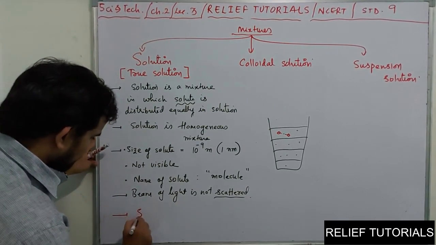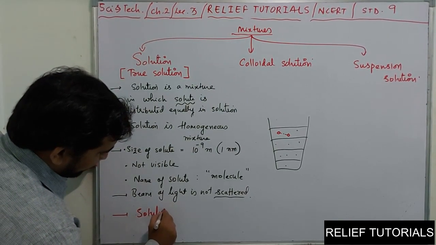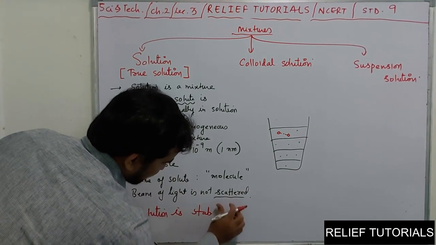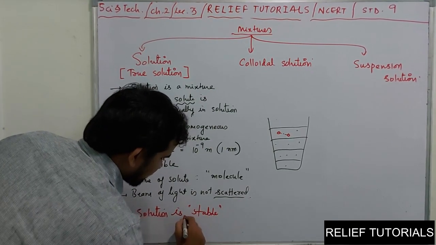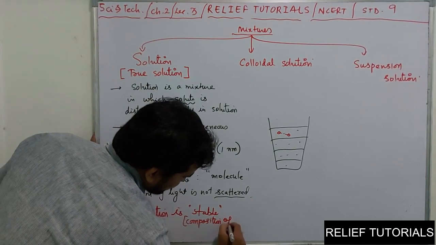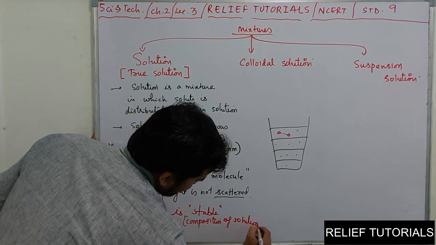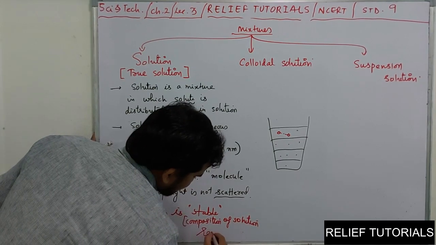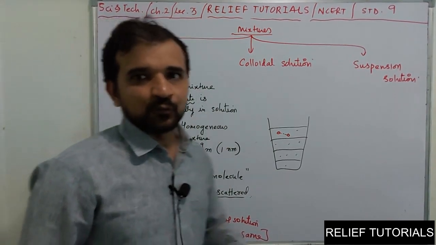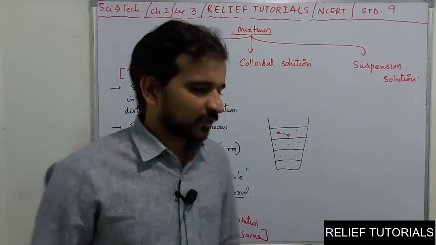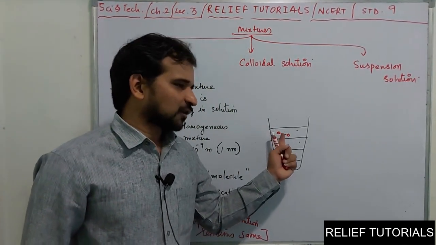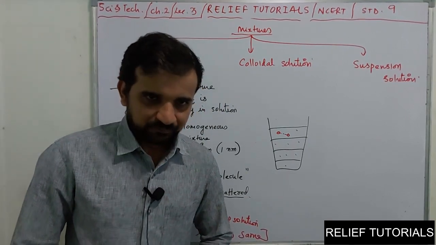So here we can say the solution is stable. So what do you mean by stable? Stable means the composition of the solution remains the same, no matter whether the solution is moving or stationary, doesn't matter. So the solution is stable because the particles are not settling by themselves at the bottom.